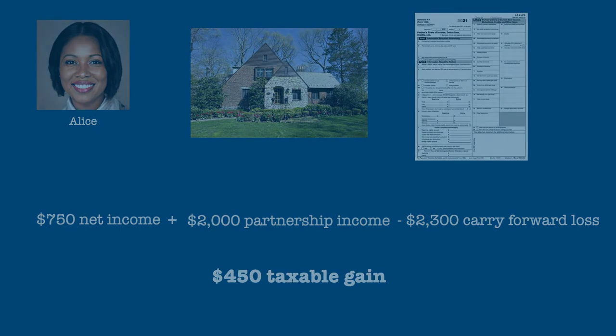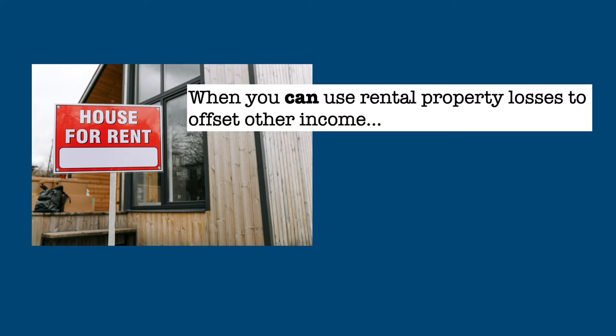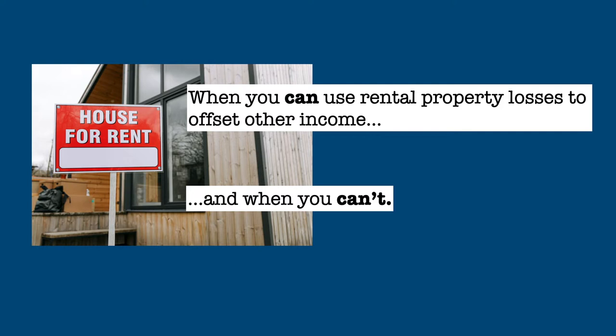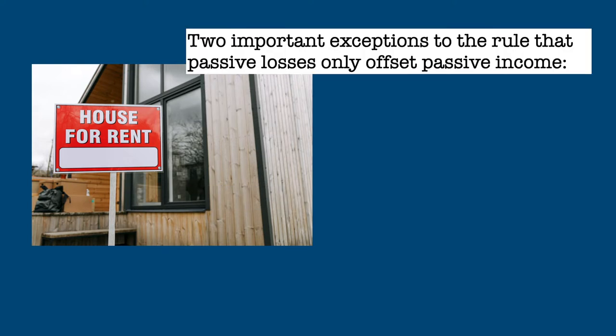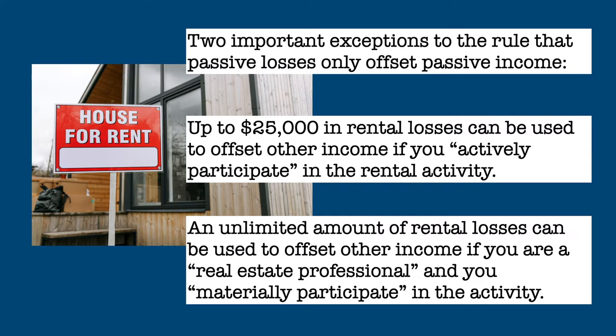This video will focus exclusively on rental property losses, when they can be used to offset non-passive income, and when they can't. When it comes to rental property losses, there are two important exceptions to the rule that passive losses can only offset passive income. You can use up to $25,000 of rental real estate losses to offset any other income, not just passive income, if you actively participate in the rental activity and you and your spouse meet certain other requirements, and you can use an unlimited amount of rental losses to offset other income if you are a real estate professional and you materially participate in the rental activity.